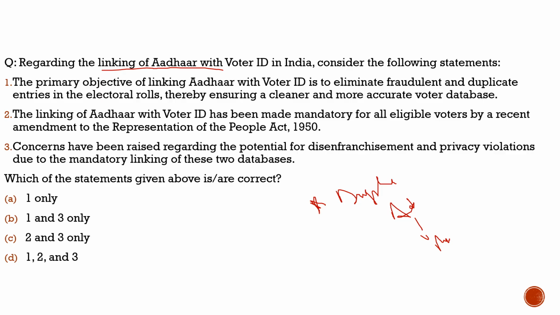ID in India, consider the following statements. First statement: the primary objective of linking Aadhaar with voter ID is to eliminate fraudulent and duplicate entries in the electoral rolls, thereby ensuring a cleaner and more accurate voter database. 100% correct. As there were allegations with respect to the Maharashtra elections, when the opposition declared that more than 40 lakh people were added in the voter list.